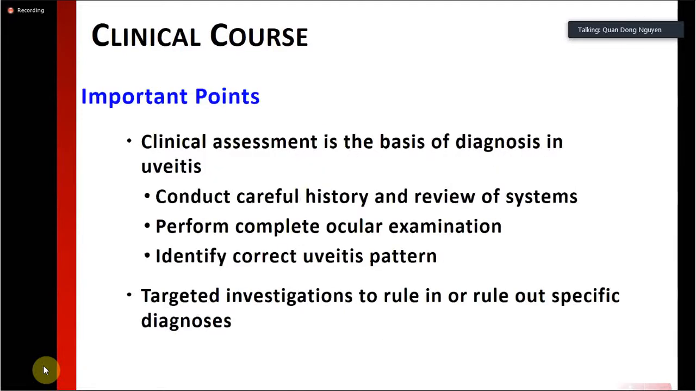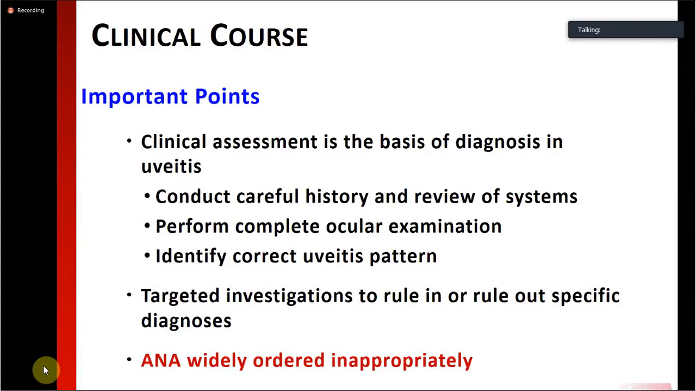So in general, the point here would be that the clinical assessment is the basis of diagnosis in uveitis and needs to be quite carefully done. So we did everything we could here. We conducted a careful history and reviewed the systems. We also did a complete ocular examination, but the diagnosis is quite difficult in this case, because even though we tried to be targeted, we still could not be really clear initially. And the question here would be, was the ANA useful or important or not in this case?